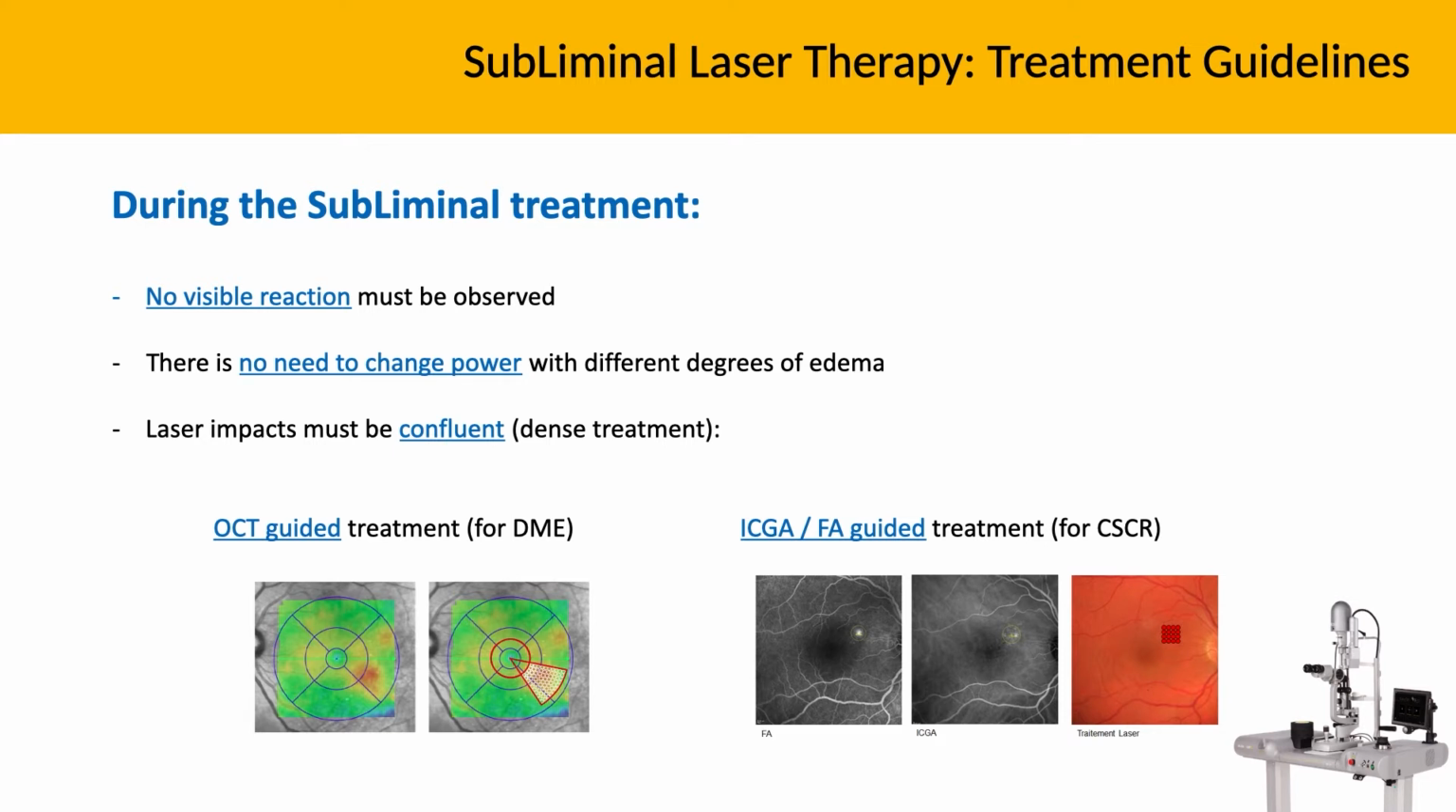When we treat DME, we use an OCT guided treatment, whereas you use the OCT map and you treat all the thickened areas as seen in this example. Whereas for central serous chorioretinopathy, we use either ICG or fluorescein to guide our treatment.